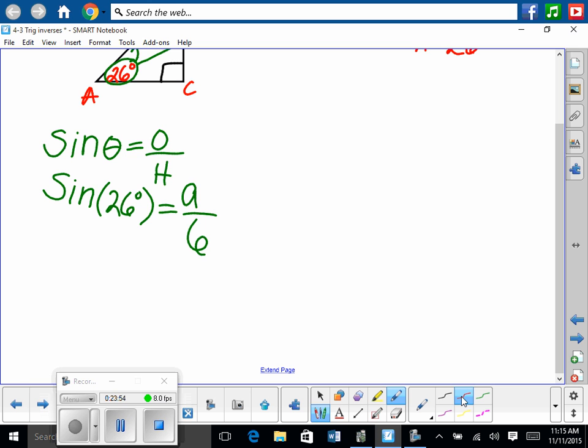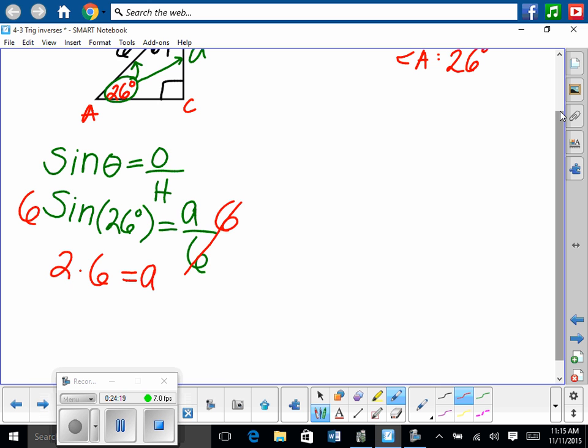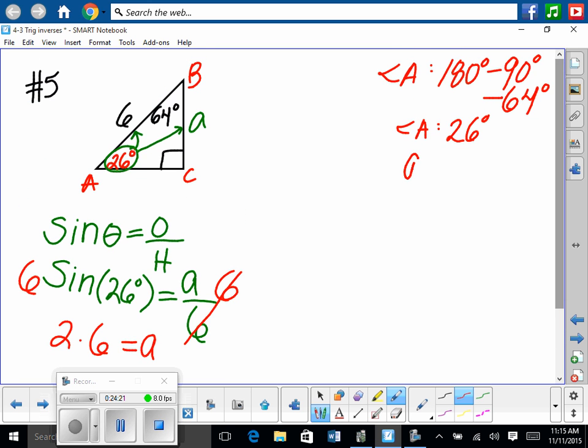Very good. We need to get A alone. So we're going to multiply both sides of the equation by 6. Now, Matthew, is A alone? Yeah. So we're done. Type it into your calculator: 6 sine of 26 is 2.6. So you get 2.6 is equal to A. So we solve for side A. So side A is 2.6. I put that as part of my answer. A is 2.6. Are we all okay with that?